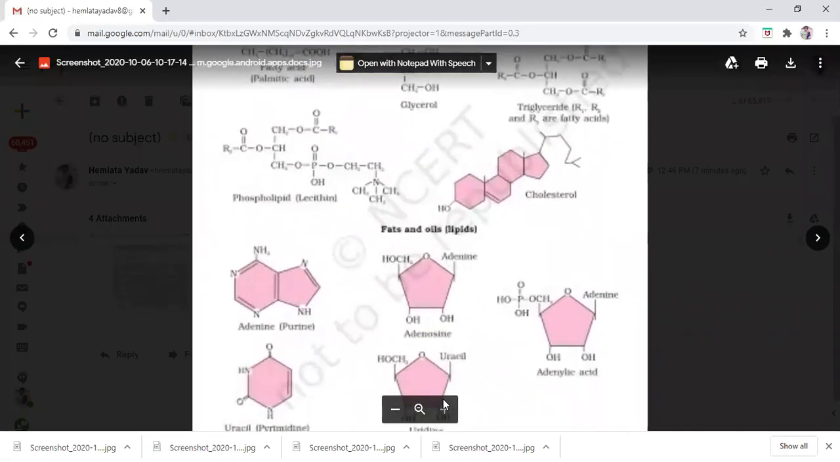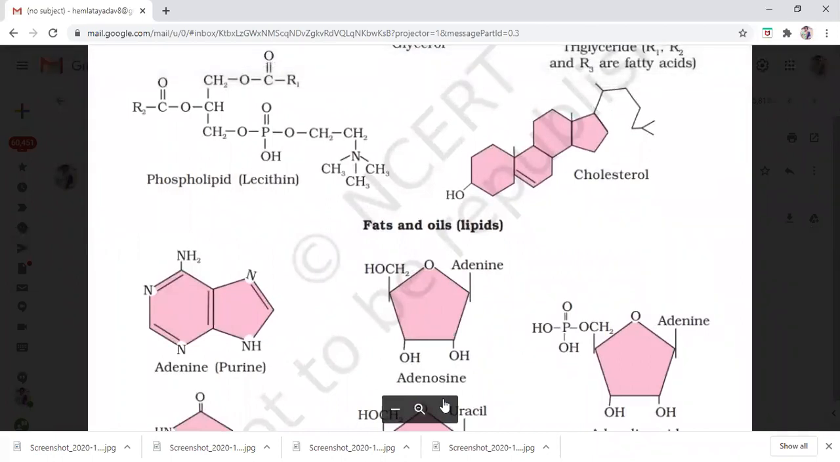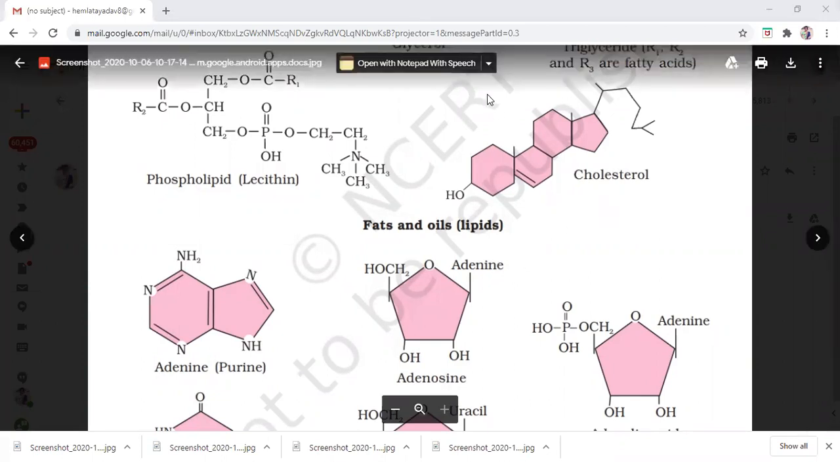Biomolecules are all the organic compounds which are produced from and found in the cell. If we fractionate a cell, if we break the cell, then whatever organic molecules or hydrocarbons we get from the cell are called biomolecules. So biomolecules are all the organic molecules which we get from the cell.